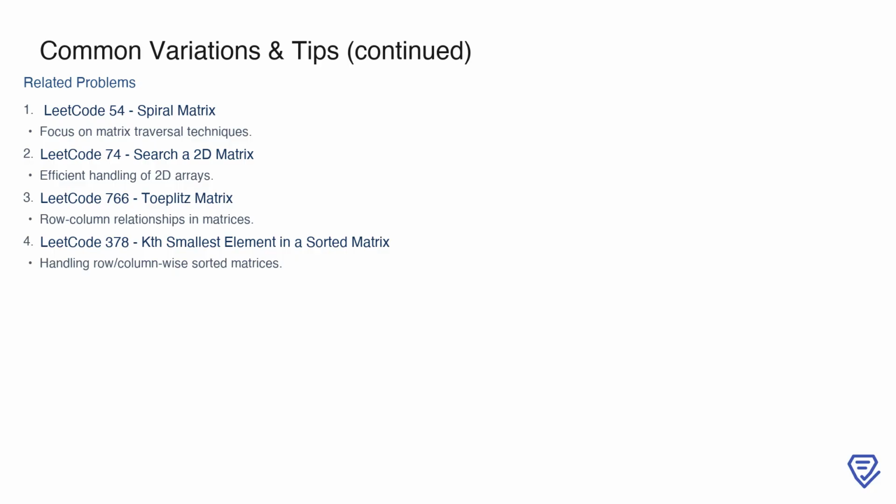Finally, LeetCode 378, Kth Smallest Element in a Sorted Matrix, explores how to work with matrices that are row or column-wise sorted. Each of these problems provides an opportunity to strengthen your matrix manipulation skills, which are directly applicable to solving the lucky numbers challenge.